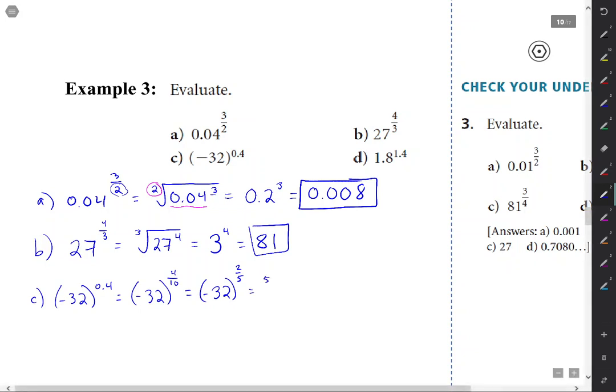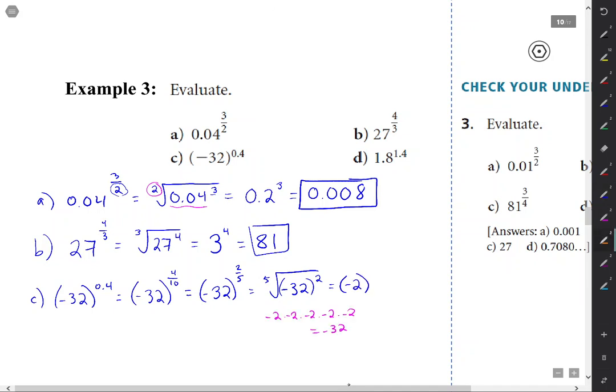That would be the 5th root of -32 to the power of 2. So again, I don't know what -32 to the power of 2 is in my head. I'd have to use a calculator for that one. So I'm going to start off with doing the 5th root of -32. So the 5th root of -32 would be -2.